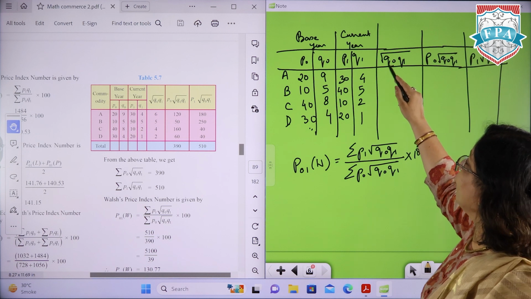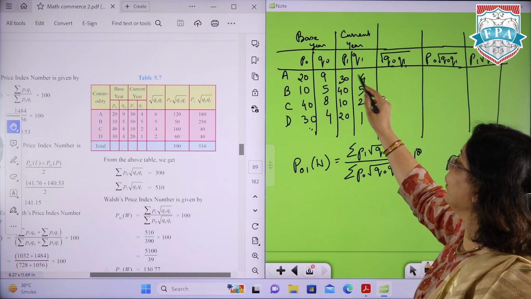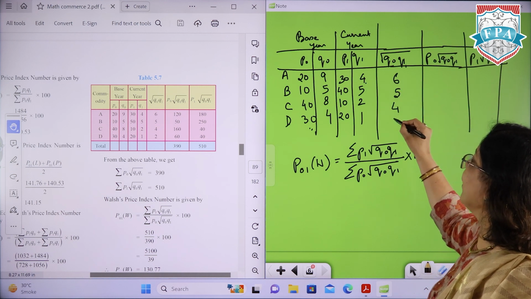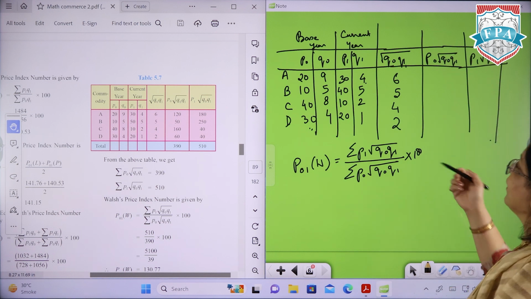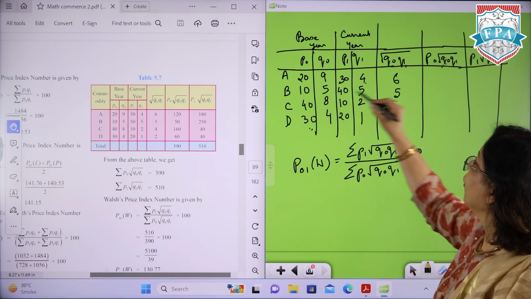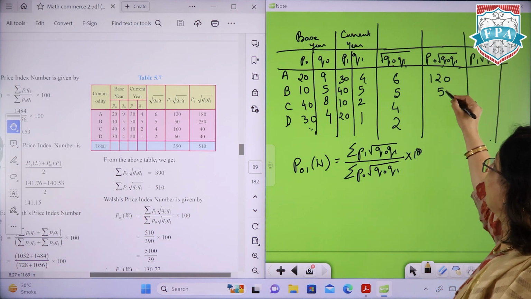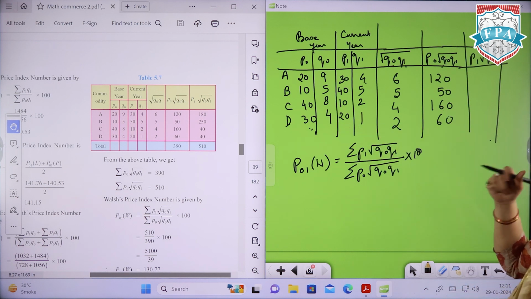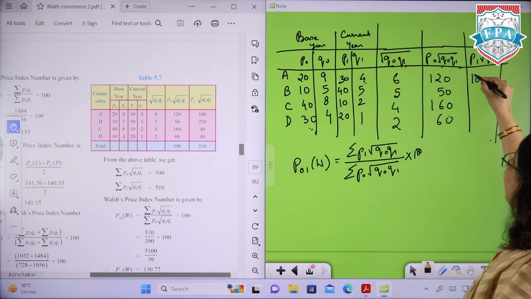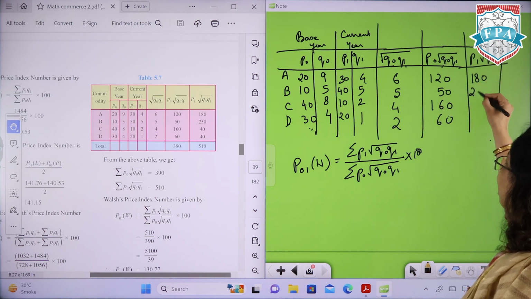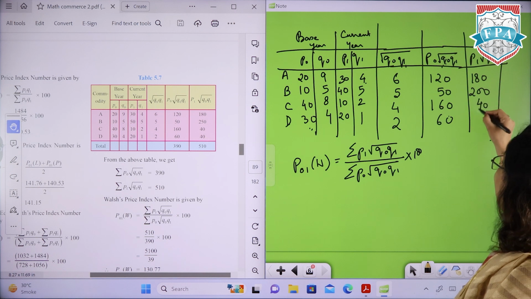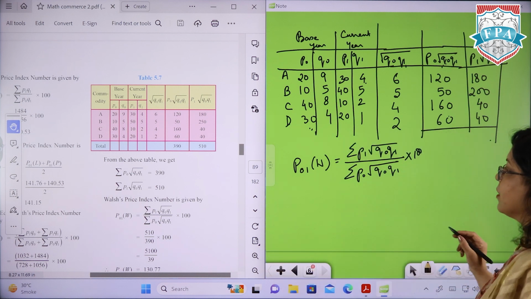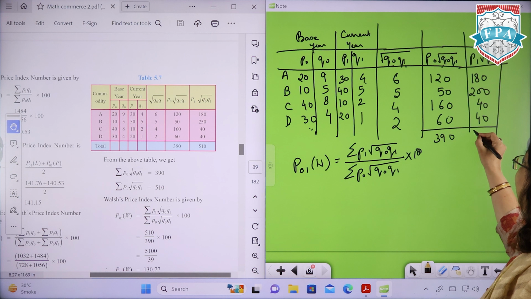Now when we talk about under root Q0Q1, so Q0 into Q1, say 9 into 4, square root will become 6, this is 5, this is 4, and this is 2. As soon as you get this, work becomes very easy. First multiply it by 20 into this, so 120, we have got 50, we've got 160 and 60, and then with the next one, which is your P1. So 30 into 6, 180, 40 multiplied by 5, which is 200, then we have 40 and 40. Get their additions. So when we see their addition, it's coming up as 390 and 510.